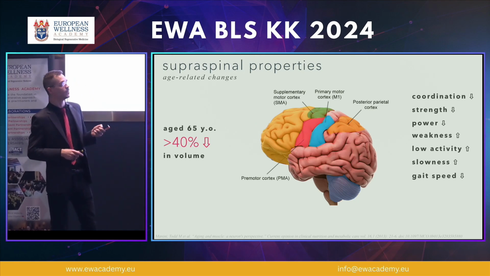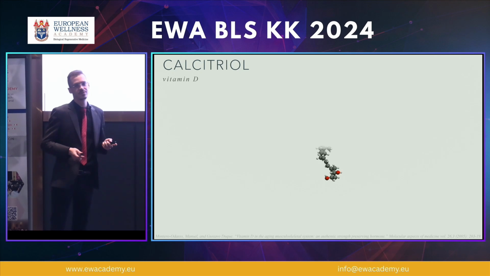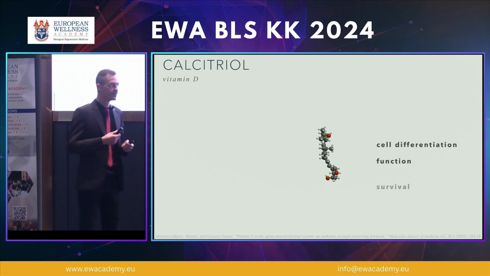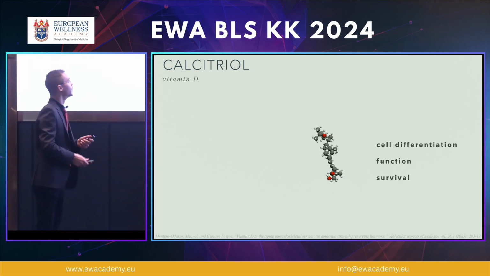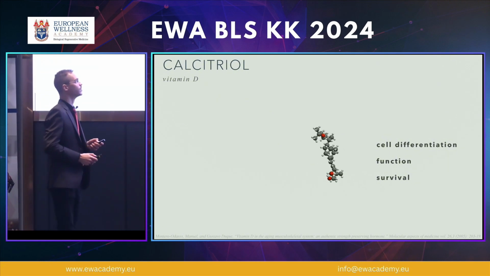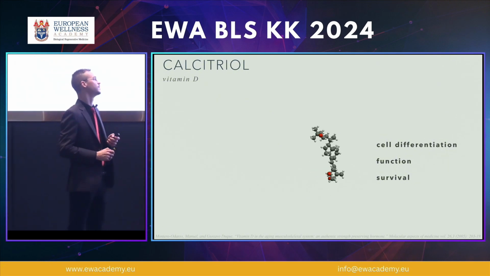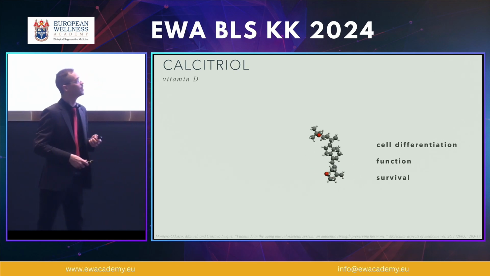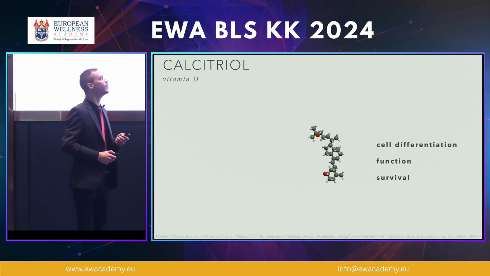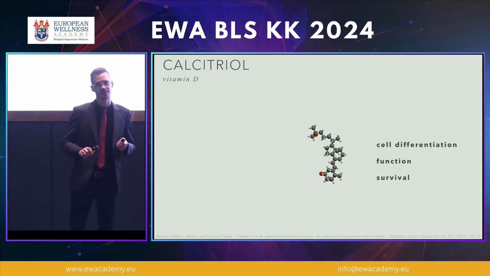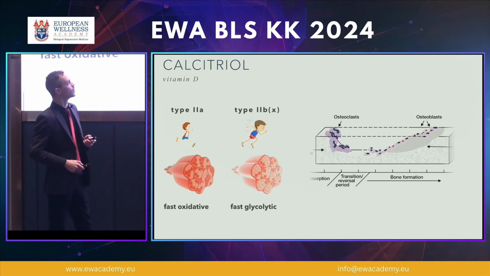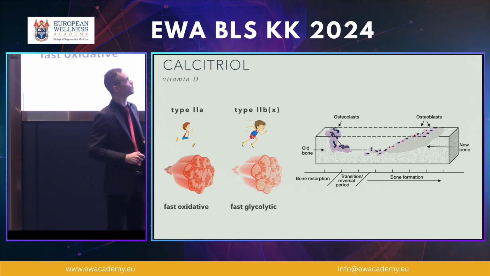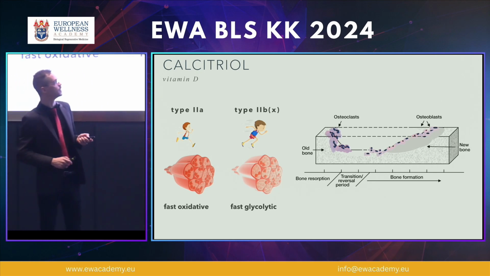About supraspinal properties. So again, the same thing. We are just regenerating the parts of the brain that we aim to regenerate, as we have discussed this whole day long. Vitamin D has also been mentioned a lot. So it's not only a calciotropic substance. It is also severely important for cell differentiation for all of our tissues, for functioning, for survival of the cells. So in order to have fast glycolytic twitch fibers, in order to have good equilibrium of osteoblasts and osteoclasts, vitamin D is a must.